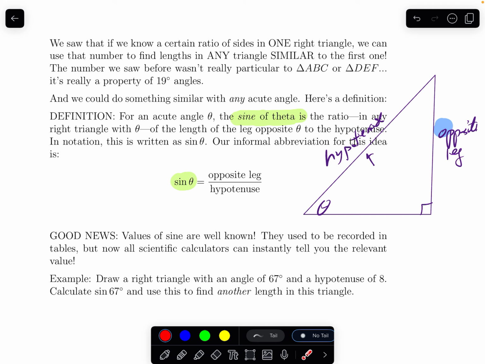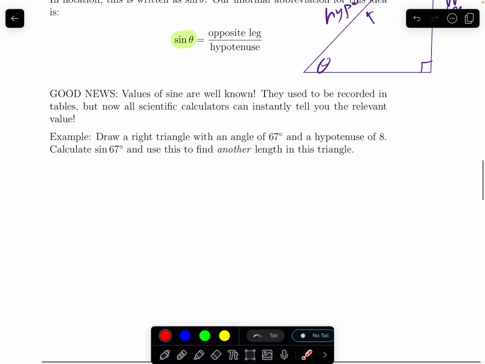But the point is, once you understand that there is this thing called sine and you can just ask your calculator for it, then these problems become very doable. So draw a triangle with a 67-degree angle. Draw a right triangle with a 67-degree angle and a hypotenuse of 8. Calculate sine of 67 degrees and use that to figure out something else in the triangle. So hit pause.